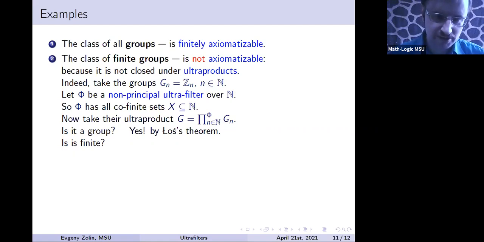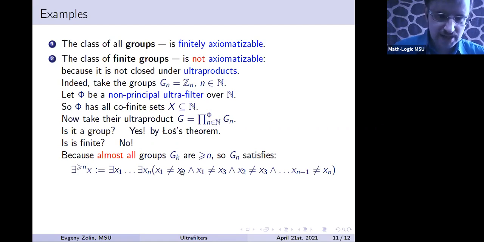Its complement has only the element 1. We start with 1 because G0 is not a group. So it is a cofinite set, so it is in our filter. So from the viewpoint of our ultrafilter, almost all groups satisfy this first order formula. So by Łoś's theorem, the group G satisfies this property.